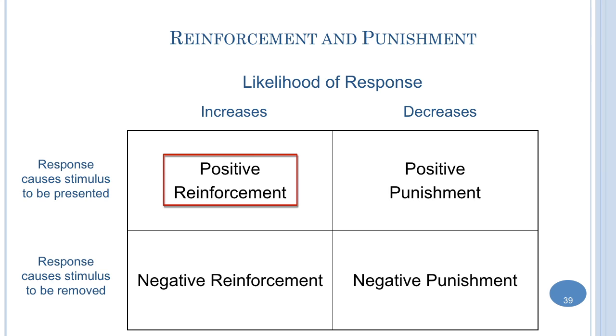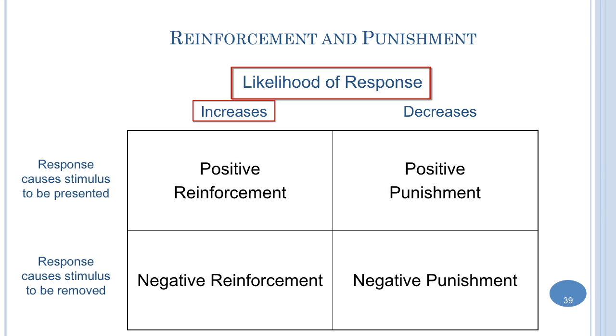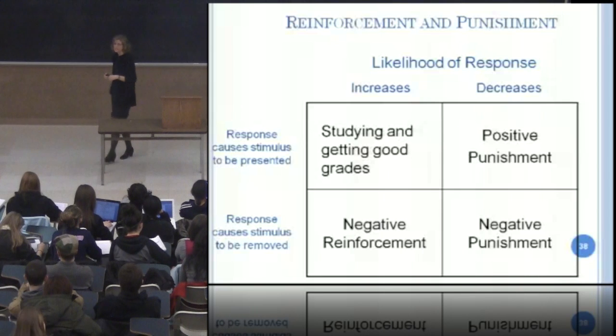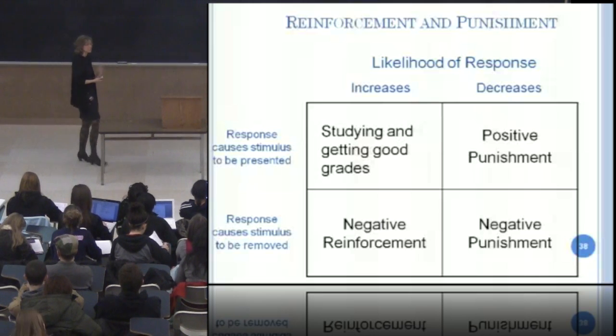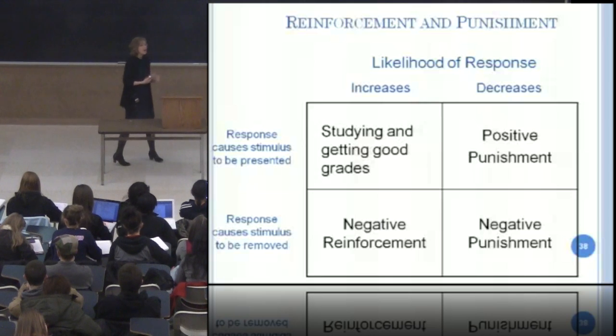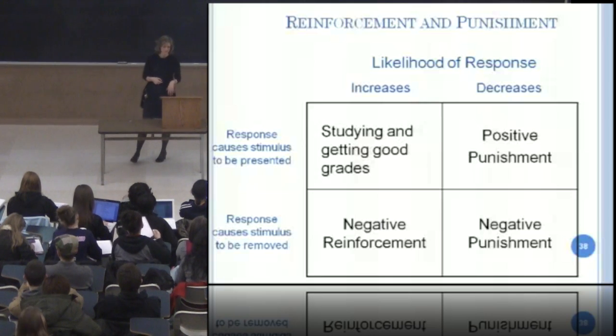So here we have positive reinforcement. You want to increase the likelihood of the response happening by causing a stimulus to be presented. So studying and getting good grades. If you study and then you get good grades as a result of studying, that's positively reinforcing. It's going to increase the likelihood of you studying again in the future.